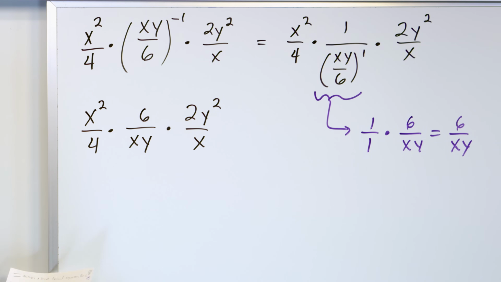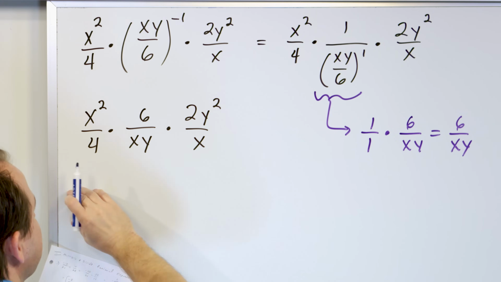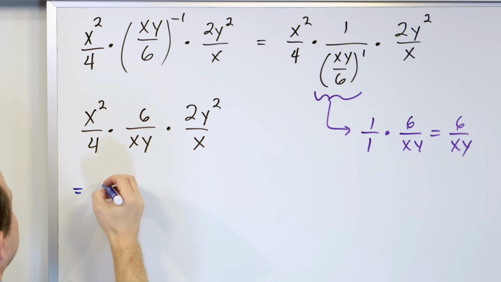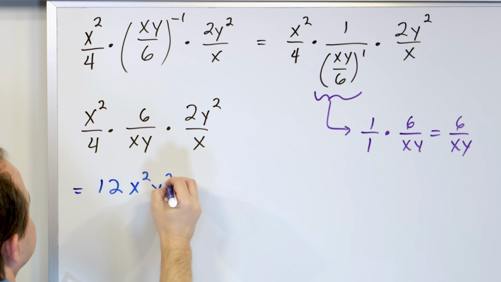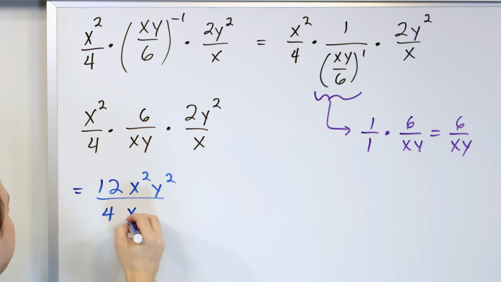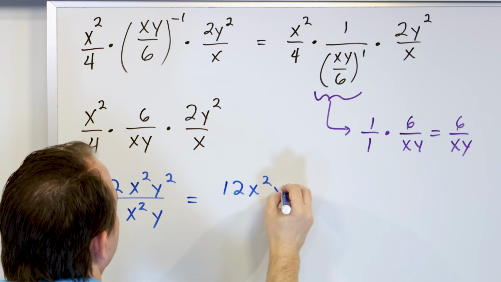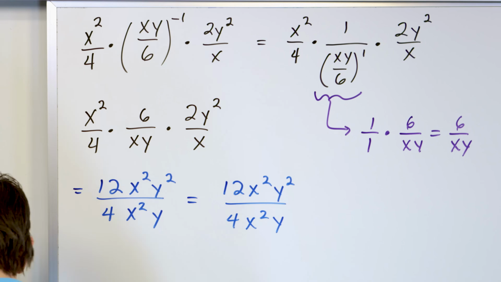So what I'd rather do ahead of time is, well, again, there's different ways to do it. I could start canceling some of these x's here, or I could just multiply through. In this case, just to make it a little bit different, I'll go ahead and multiply through. We have 6 times 2 is going to give you 12. x squared times y squared will give you x squared y squared. On the bottom, 4, that's the only number. And then x times x is x squared, and then I have y. And now you can see I can cancel quite readily. Let me rewrite it so I don't mark over that. x squared y squared over 4x squared y.